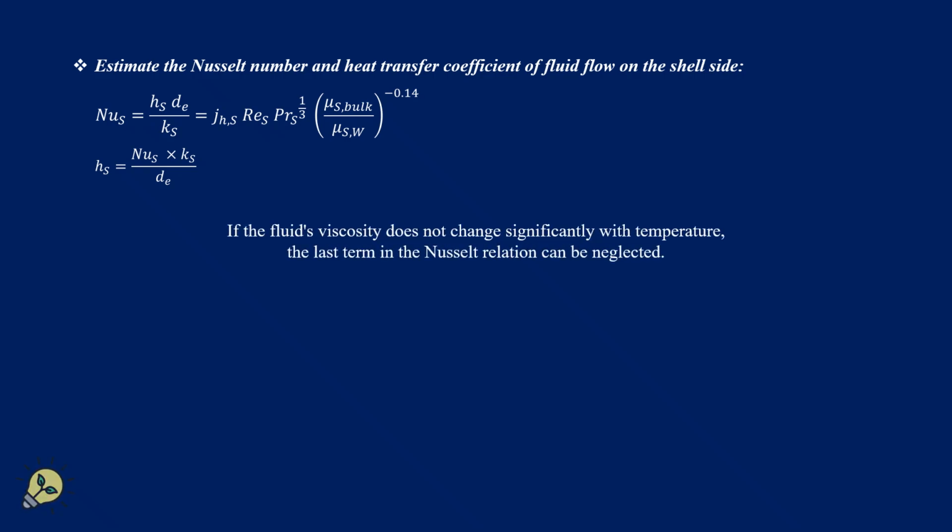For the last term of the above equation, if the dynamic viscosity doesn't change a lot with the variation of temperature, it can be dropped from the above equation, and the Nusselt number will be estimated in terms of the heat transfer factor, Reynolds number, and the Prandtl number to the power 1/3.